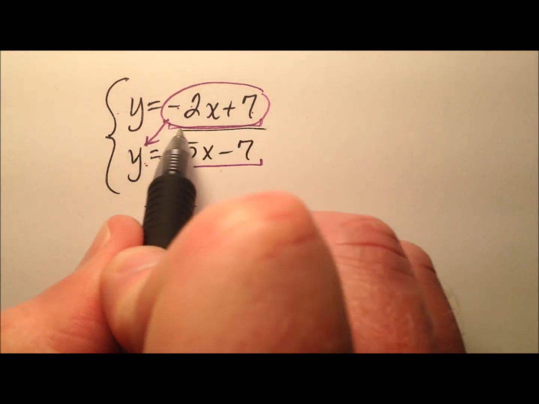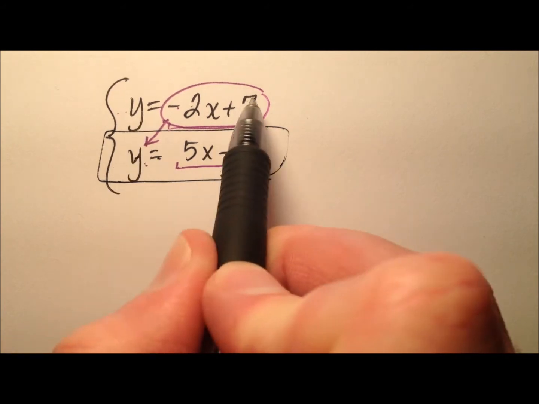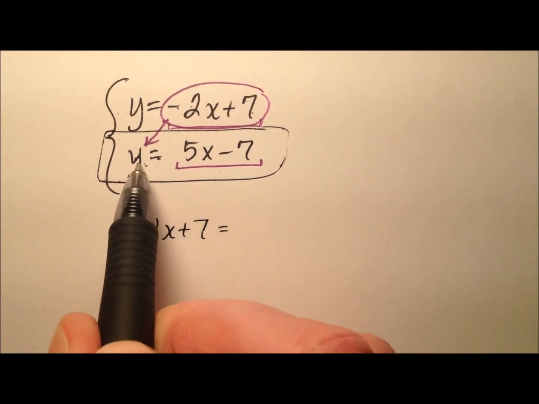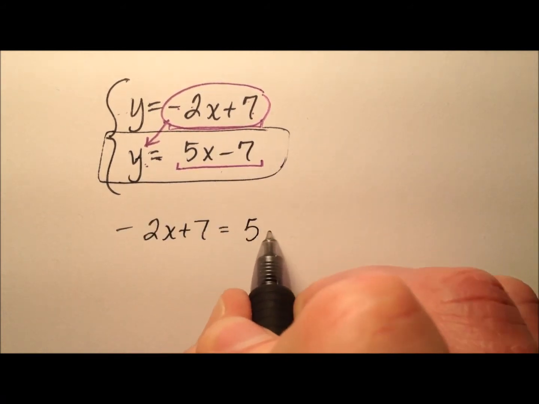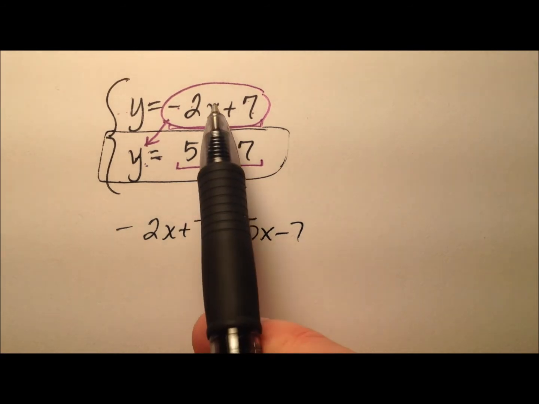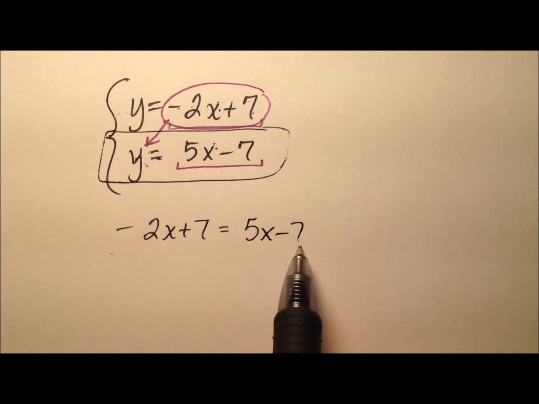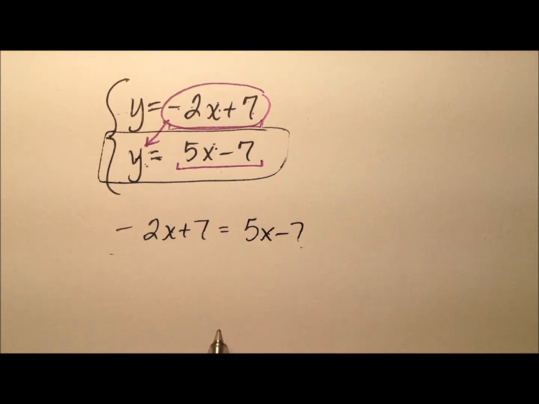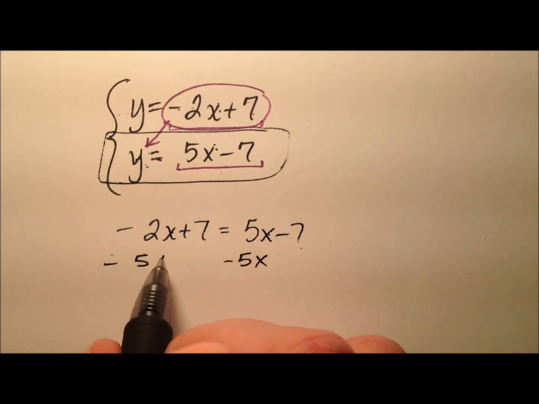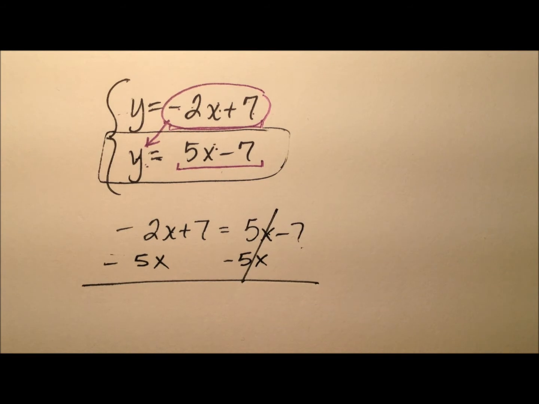So we're going to use this second equation, y equals. Well, what's y? y is going to be negative 2x plus 7, and that's going to equal 5x minus 7. So what we've done is combine these two equations in such a way that we now have a single equation and only one variable. All right, so we can subtract 5x from both sides if we like to get our x's on the left. And that'll cancel those out.